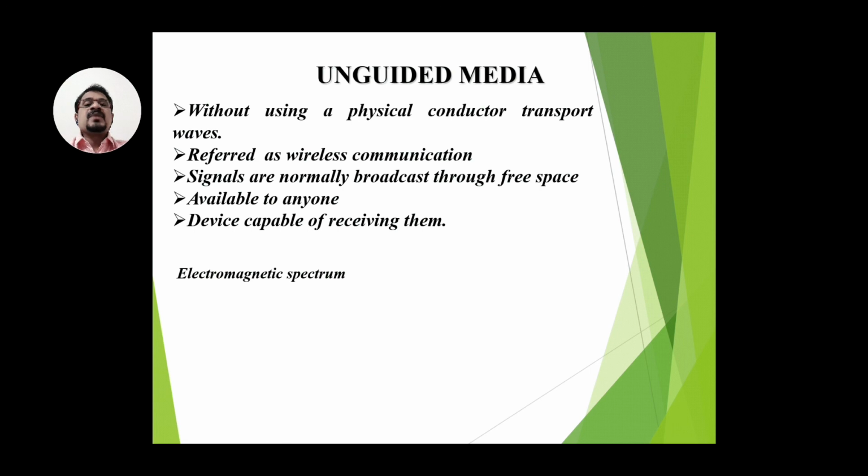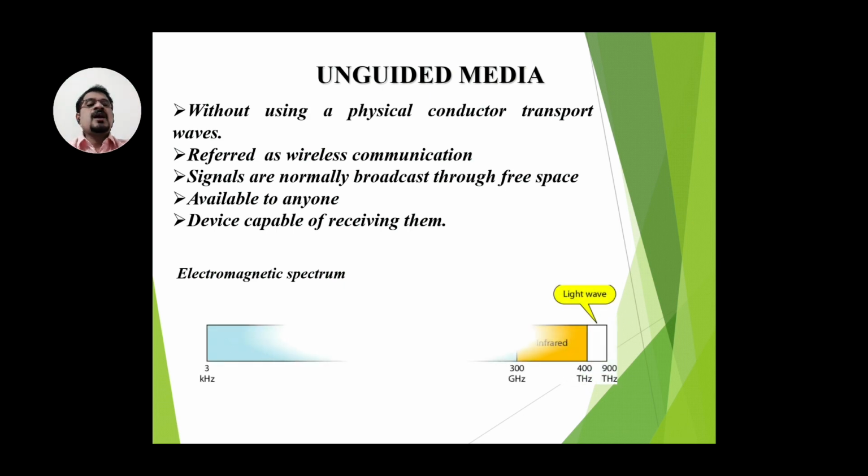For example, our FM radio broadcasts on some frequencies, like 98.3 or 100.5. So whoever has an FM receiver can tune it to that particular frequency and receive it. In this way, the data are aired. Whoever has the capability to receive that particular signal can receive it.